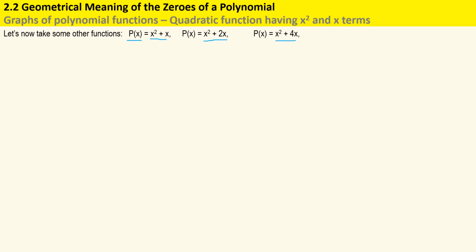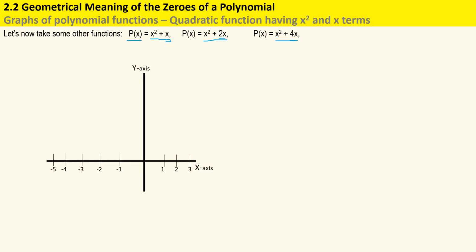You will notice that here the coefficient of x is changing. First of all, it is 1, then the coefficient of x is 2, and then the coefficient of x is 4. So this is our axes, x-axis and y-axis. Let's plot the first function, x square plus x, and this is not to scale, but more or less this will look like the shape that is shown here.